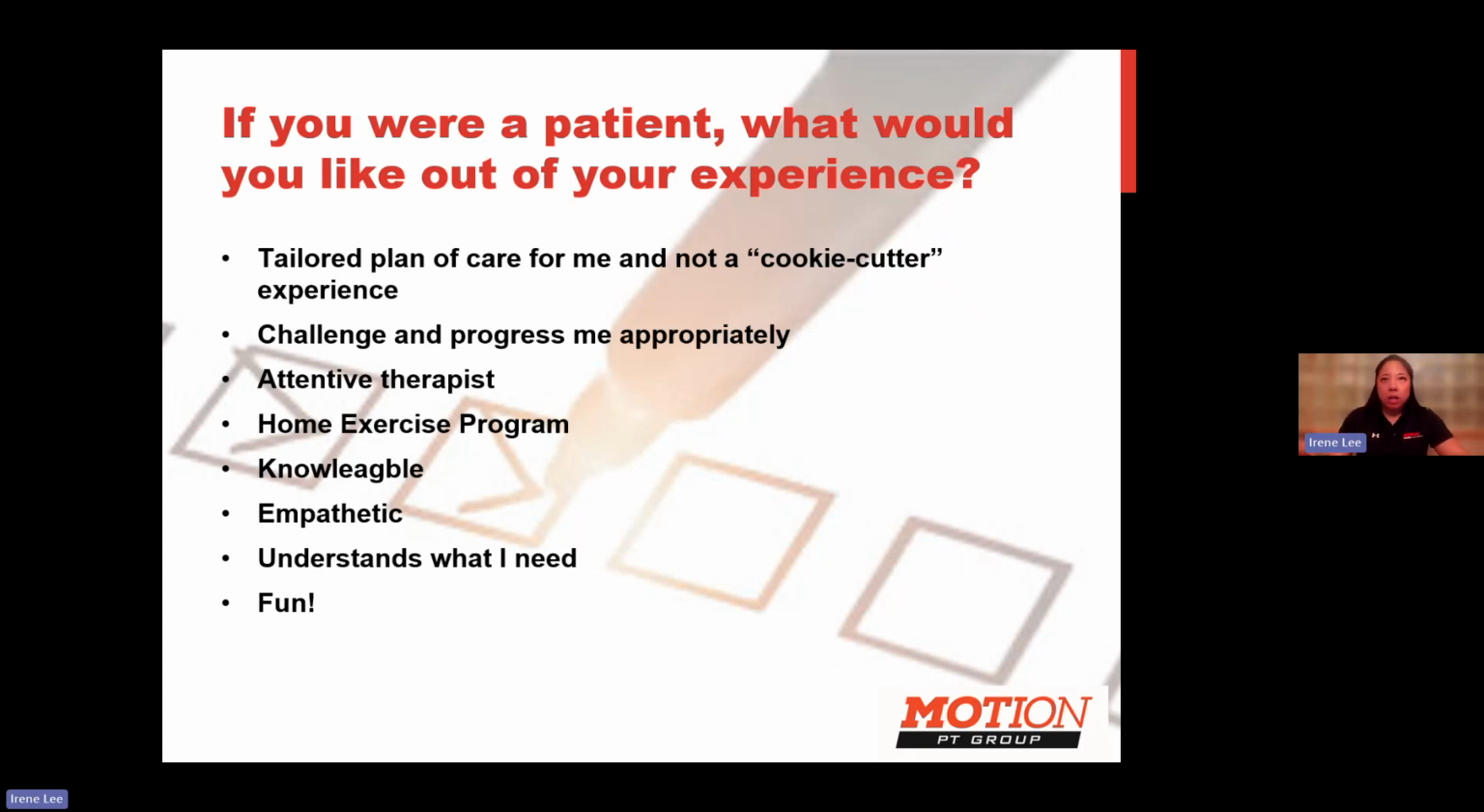Empathetic, obviously. I don't need their pity or anything if I was the patient, but I want them to understand where I'm coming from in terms of this. So that goes into understanding what I need. And honestly, if you make it fun, it also is a huge plus, right? Because it's like a class. If you go to a class, yes, you're getting the knowledge out of it, but if you really enjoy it, you don't mind going back either, right?